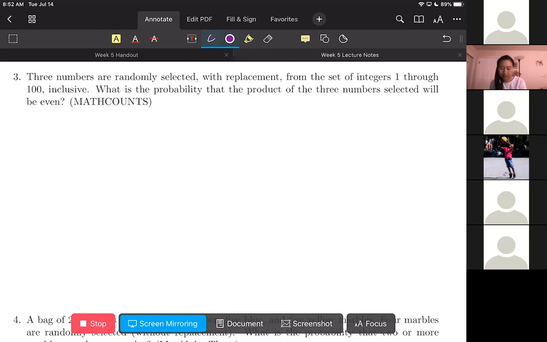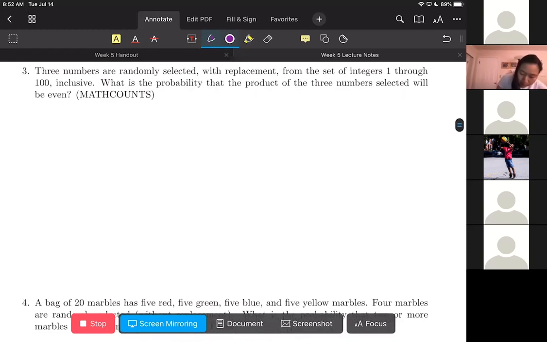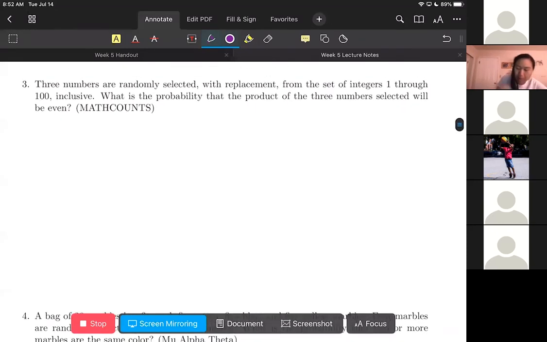We're looking for the probability that the product of the 3 numbers is odd. Yeah. So awesome. So basically, only one of 2 things can happen. The product can be even or the product can be odd. So we can say the probability that the product is even equals 1 minus the probability the product is odd.